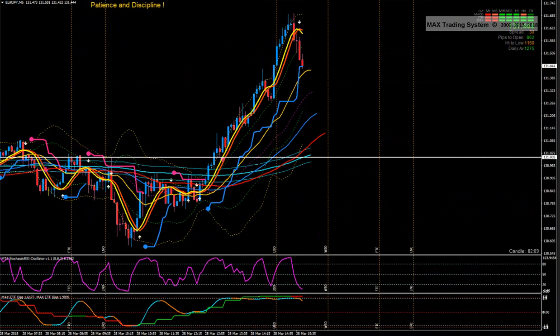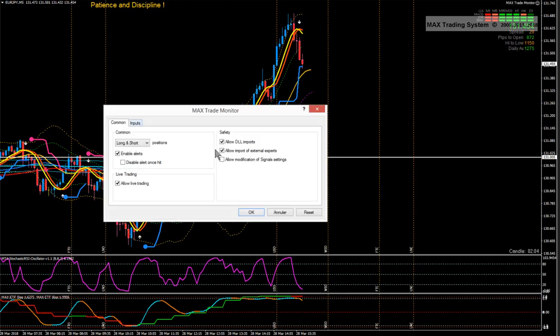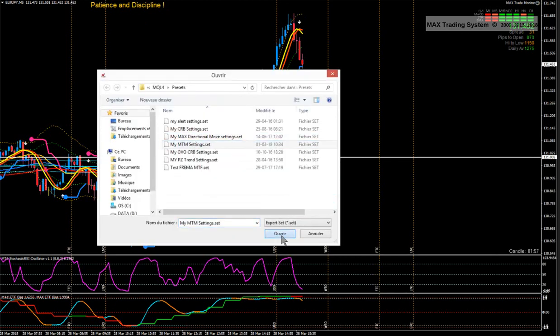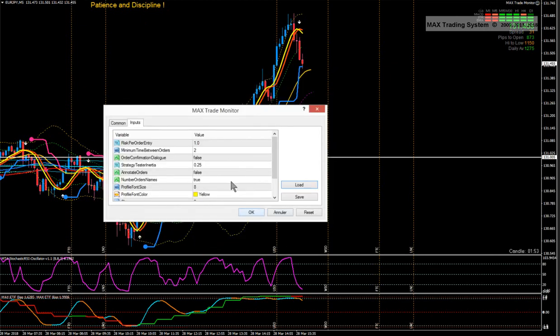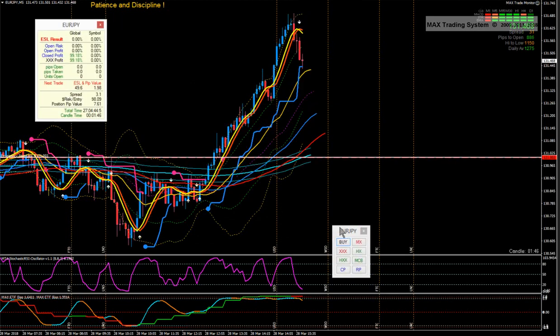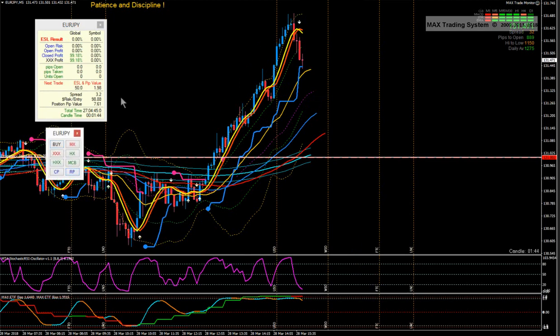This may be one. So let's move the MTM here. I can load my default setting. We can define default settings. Okay. You can see exactly the same panel. The stop loss is here. I hope I will succeed to catch it. Yes. Okay.